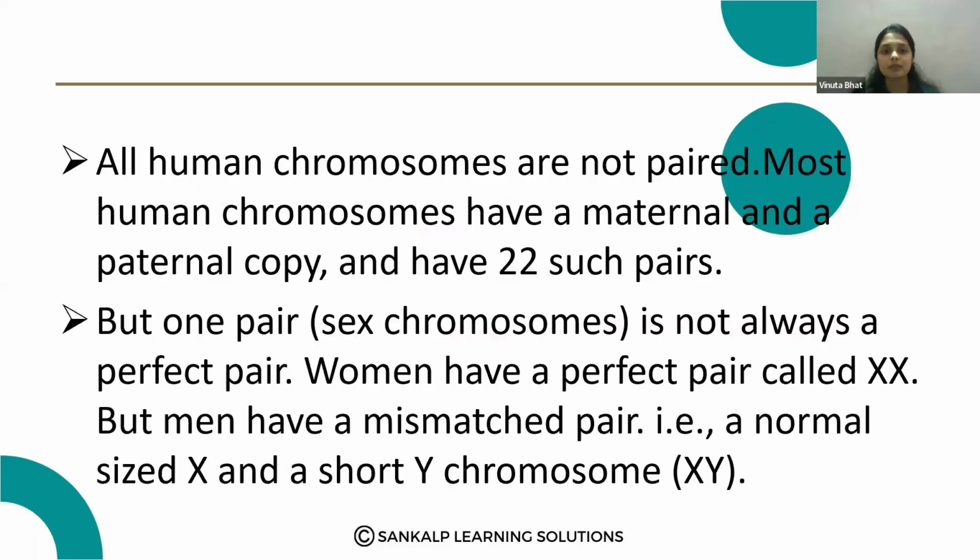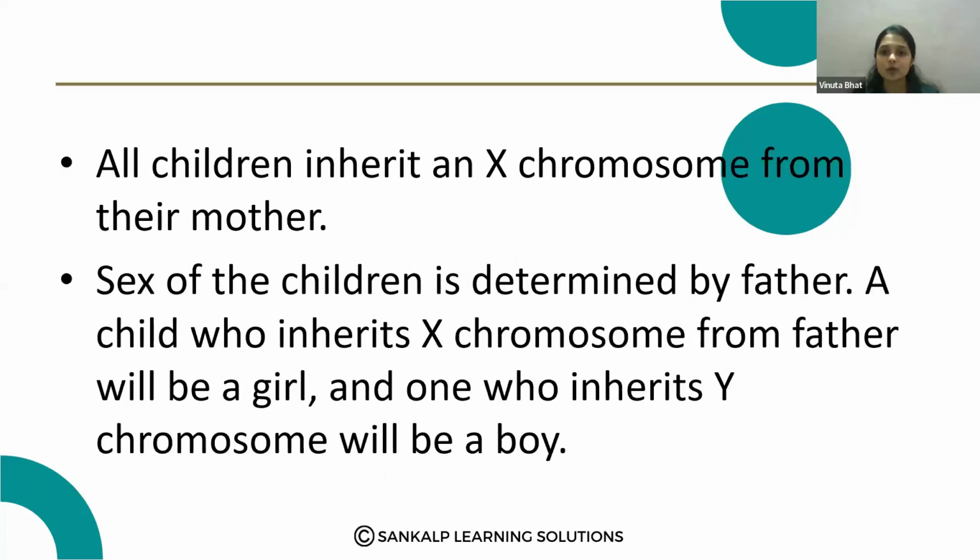All human chromosomes are not paired. Most human chromosomes have maternal and paternal copy, and there are 22 such pairs. But one pair is not always a perfect pair. Women have the perfect pair, that is XX chromosome, but men have a mismatched pair, that is X and Y chromosome. Here, all children inherit the X chromosome from their mother. Sex of the child is determined by the father. A child who inherits the X chromosome from the father will be a girl, and the one who inherits the Y chromosome will be the boy.